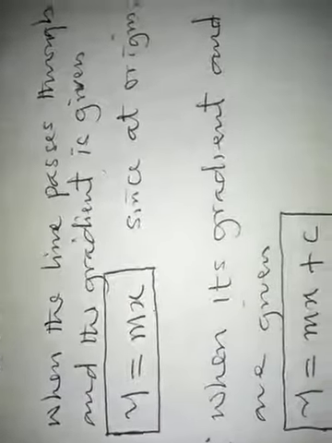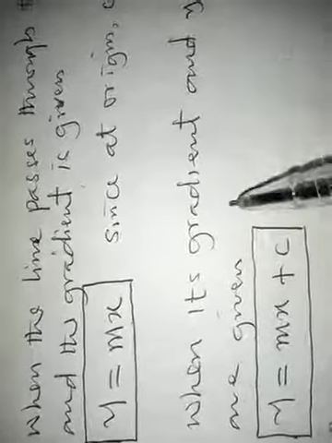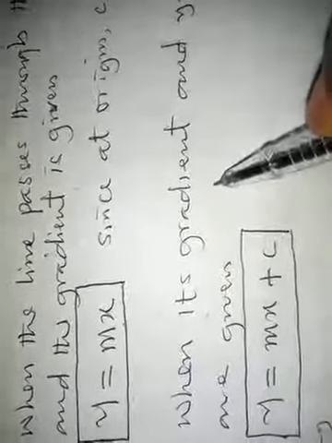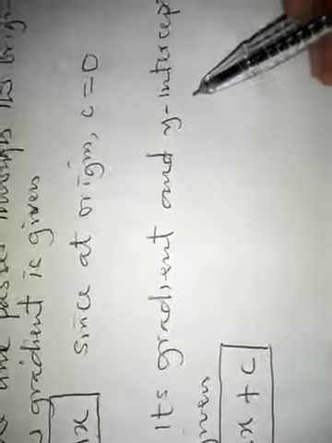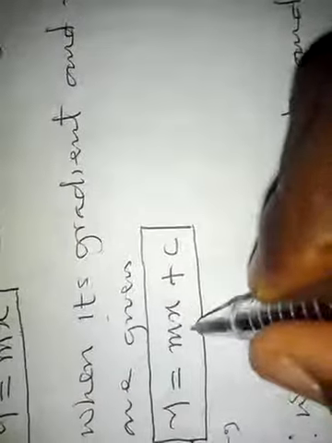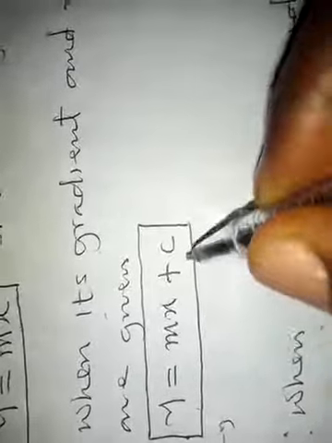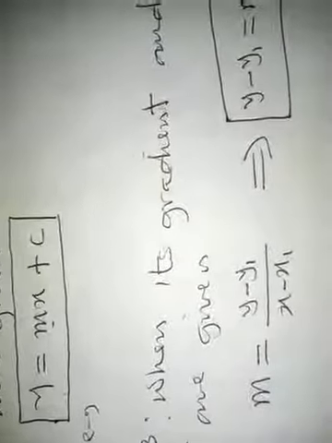So, moving down to the second case, that is when the gradient of that straight line is given and the y-intercept is also given. Equation of a straight line whose gradient is given and the y-intercept is also given, we have it to be y is equal to mx plus c. At this point, our m is the gradient and c is the y-intercept that is given.